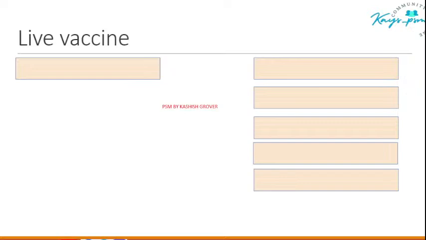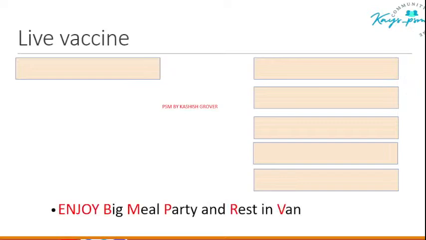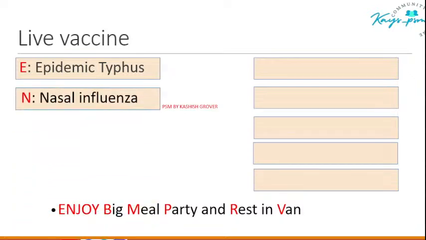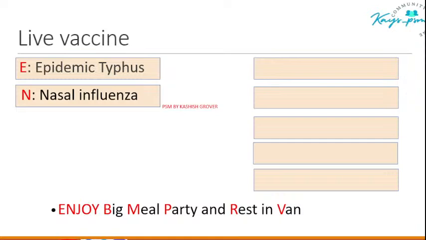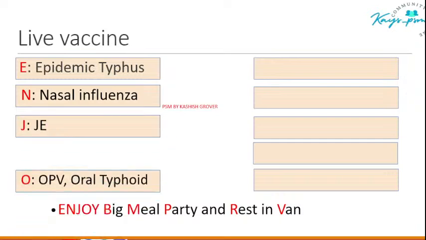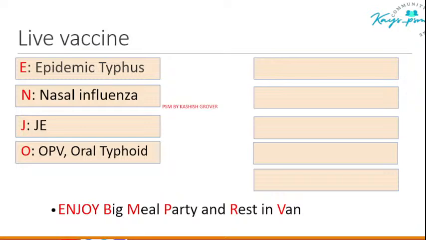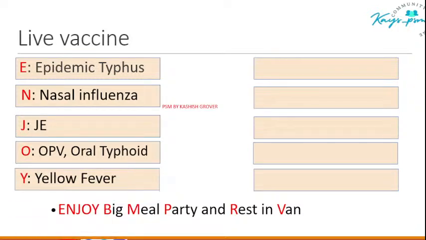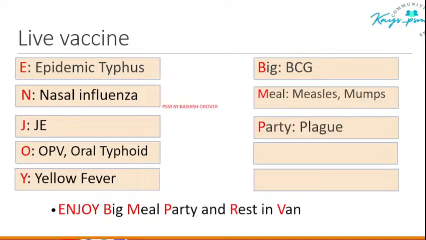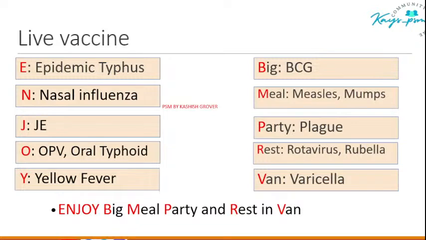So what all are live vaccines? I have a mnemonic for you for live vaccines: enjoy a big meal party and rest in van, right? So E stands for enjoy. Epidemic typhus, nasal influenza, Japanese encephalitis, OPV and oral typhoid, yellow fever, BCG, measles, mumps, plague, rotavirus, rubella, and varicella. So enjoy big meal party and rest in van.